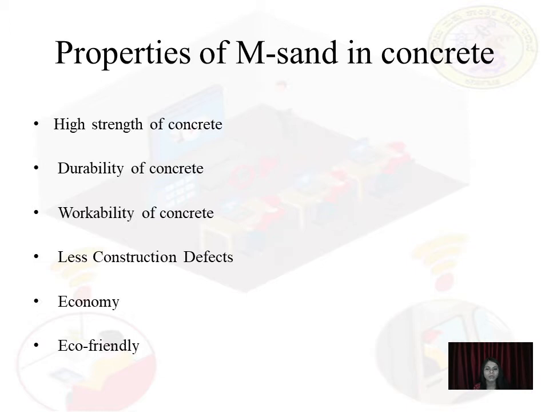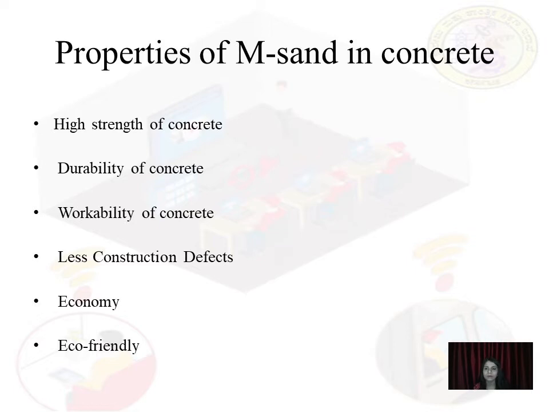The next property is workability of concrete. If the concrete is made of M sand, it gives good workability for concrete and masonry. M sand is well graded with precision and consistency, and thus it has a high fineness modulus compared to natural sand and crushed dust. Therefore, this M sand gives a good workability for the concrete or masonry, that is mortar.